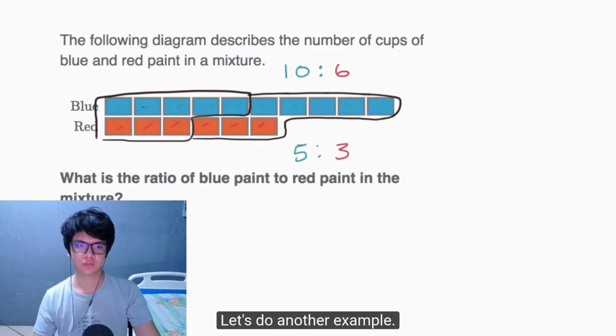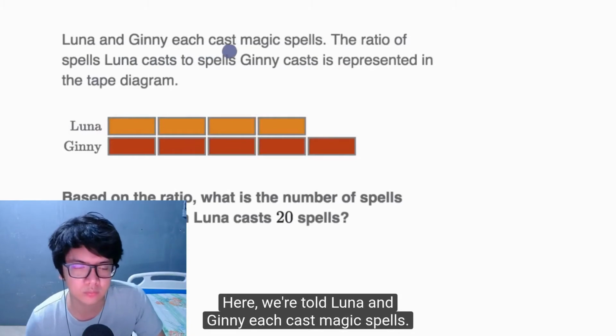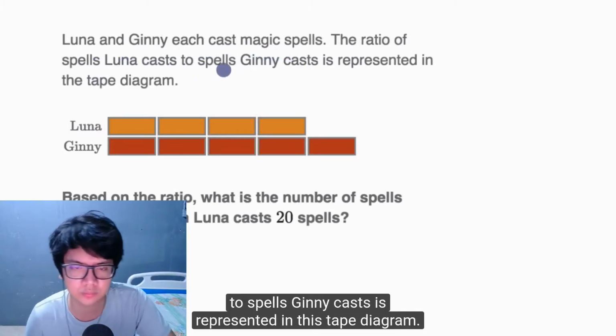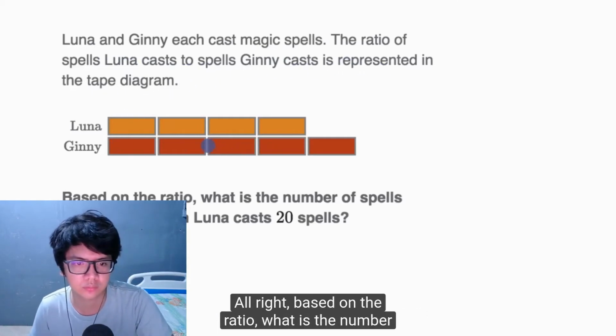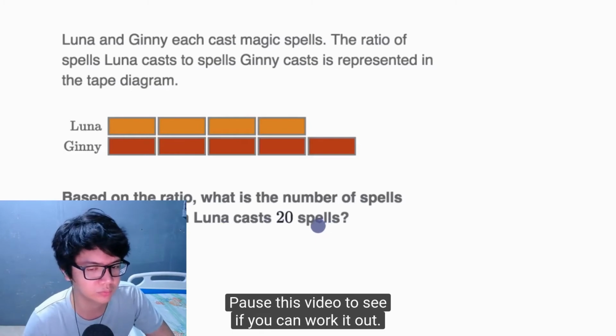Let's do another example. Here we're told Luna and Ginny each cast magic spells. The ratio of spells Luna casts to spells Ginny casts is represented in this tape diagram. Based on the ratio, what is the number of spells Ginny casts when Luna casts 20 spells? Pause this video, see if you can work it out.